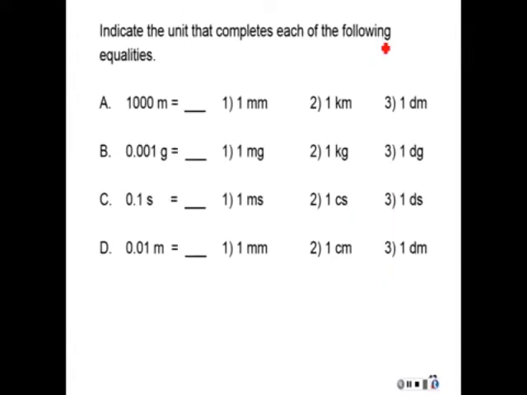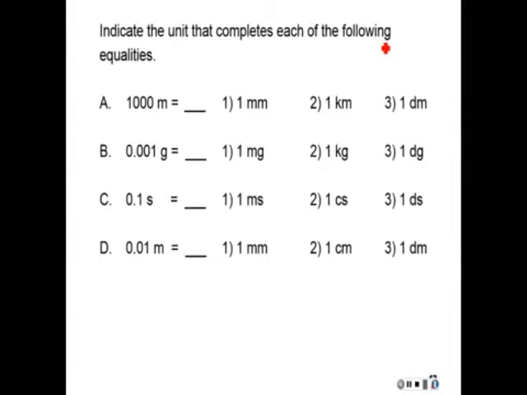So, indicate the unit that completes each of the following equalities. 1,000 meters is equal to what? 1,000th of a gram is what? 1/10 of a second is? 100th of a meter is? So you want to pause and check your answers.